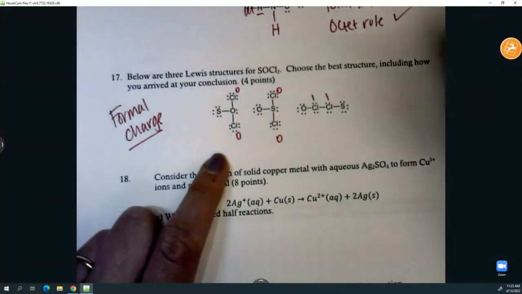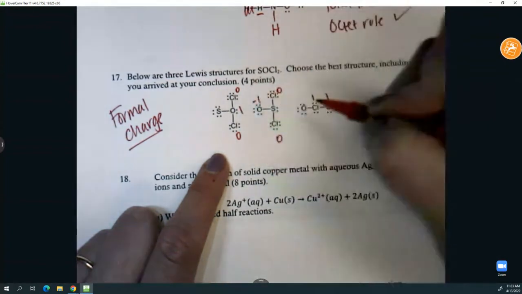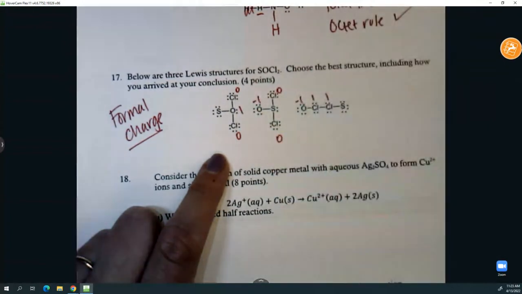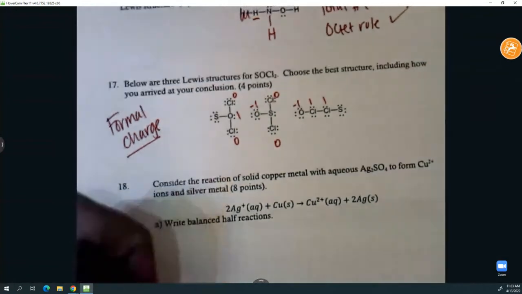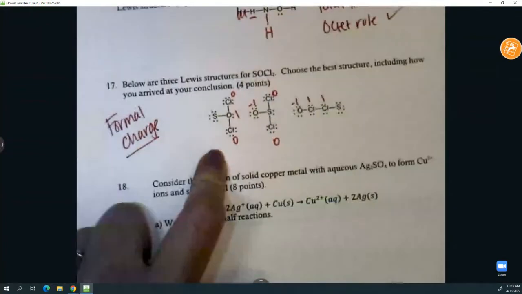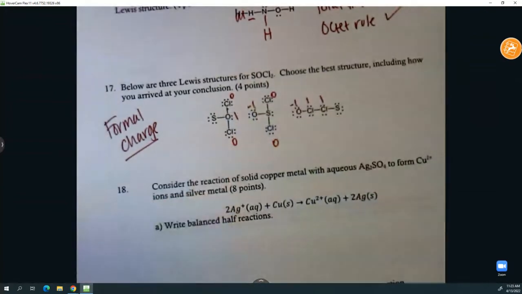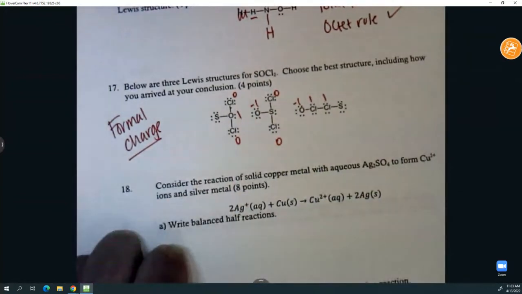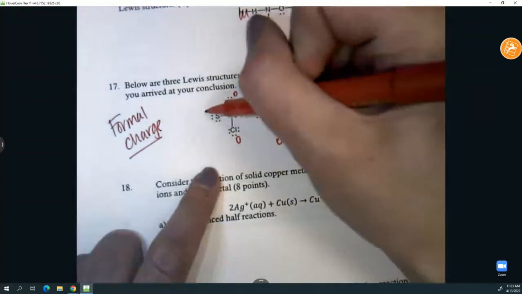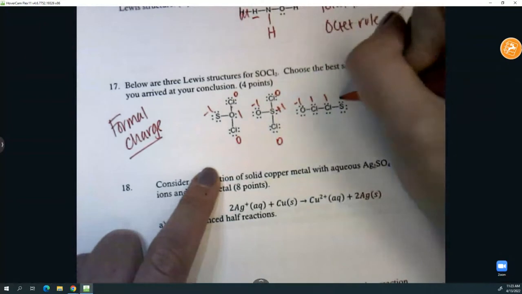Oxygen has 6 from the periodic table, so 6 minus 5 is 1, 6 minus 7 is minus 1, 6 minus 7 is minus 1. And again, if I'm going too fast, it's how many valence electrons from the periodic table? 6, minus 1 for every dot, 1, 2, minus 1 for every line, 3, 4, 5. So 6 minus 5 gives you 1. And then sulfur also has 6, so 6 minus 7 is negative 1, plus 1, and minus 1.